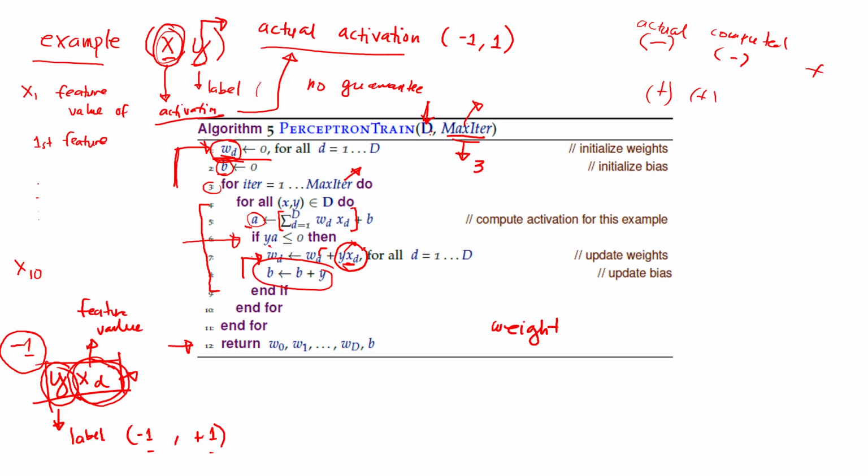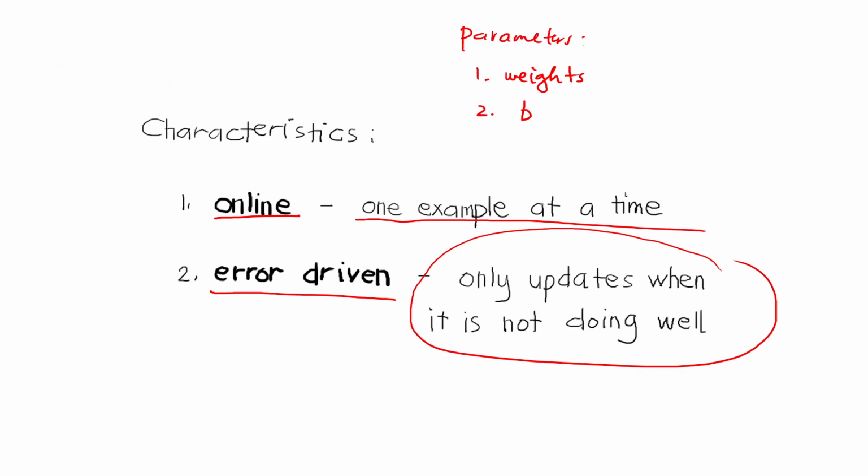So as we can see in the algorithm here, it only updates, so this one from line 6 to 9, this condition here, it only updates the weights, the bias, or the parameters when it sees that it got the wrong prediction. So it only updates when it is not doing well.